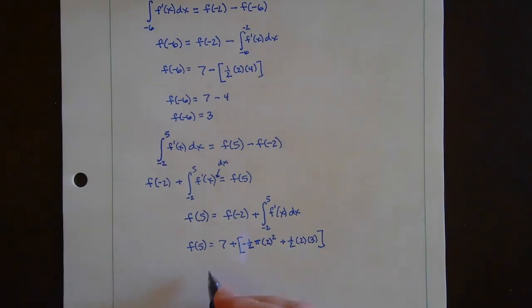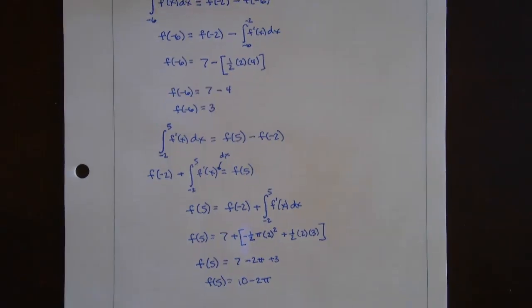Okay, and so that means f of 5 is equal to 7, and this is 4, and we're going to take half of that, right? So that'd be negative 2 pi, so minus 2 pi, and plus 3, right? So that means f of 5 would be 10 minus 2 pi. Okay, and that's the answer for f of 5.